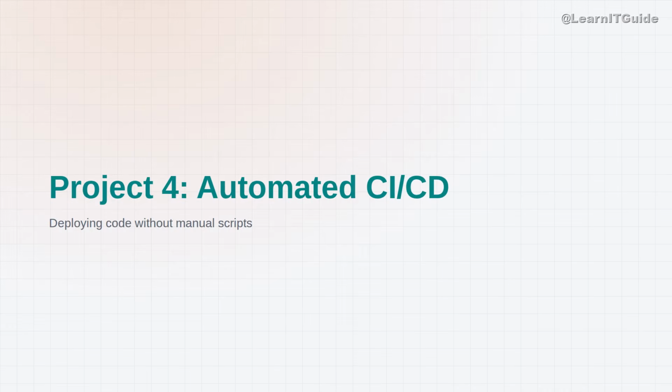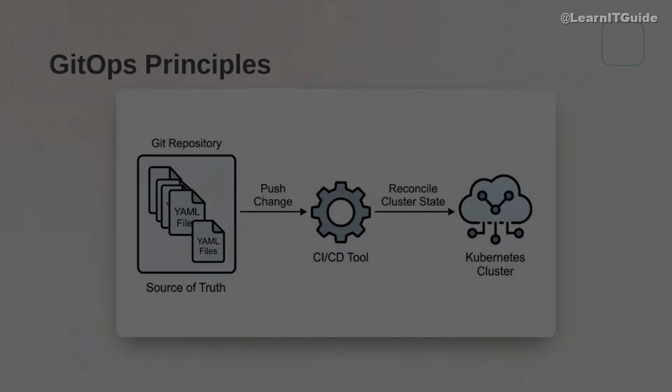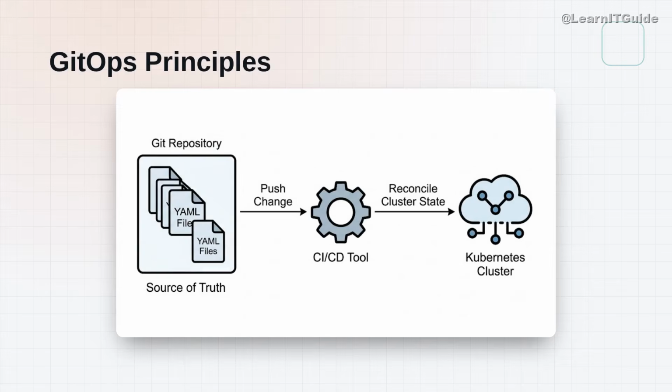Project 4 is automating your deployments. You should use a tool like Argo CD or Jenkins to pull code from GitHub and automatically apply it to your cluster. This removes manual errors and speeds up your release cycle significantly. GitOps means your Git repository is the source of truth. When you push a change to your YAML files, the CI or CD tool reconciles the cluster state. This is exactly how elite engineering teams deploy at scale.